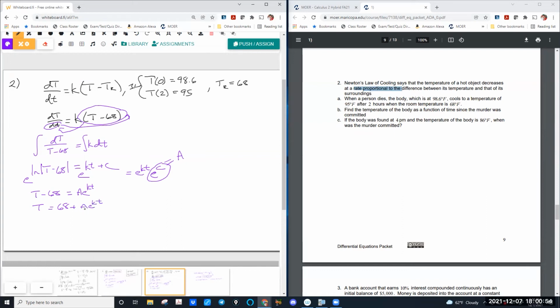And we have two unknowns here, a and k. But we have two initial conditions. We're going to use this one first and then this one. The reason being is that t of 0 works very nicely in our favor. That's basically saying when little t is 0, the temperature is 98.6.